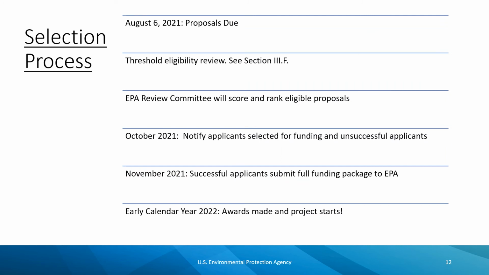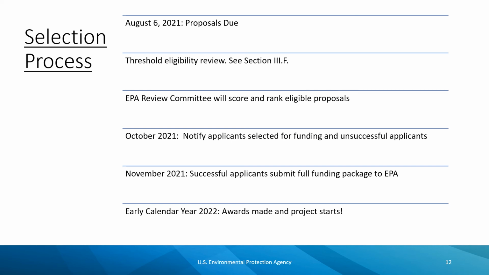So how does the selection process work? Proposals are due as stated in the RFA, which is August 6 of 2021. EPA initially conducts a threshold eligibility review, where they will look at each project to make sure it's eligible. The threshold eligibility criteria can be found in Section 3F. You will be notified if your project is deemed ineligible. If deemed ineligible, the project will not be reviewed further.